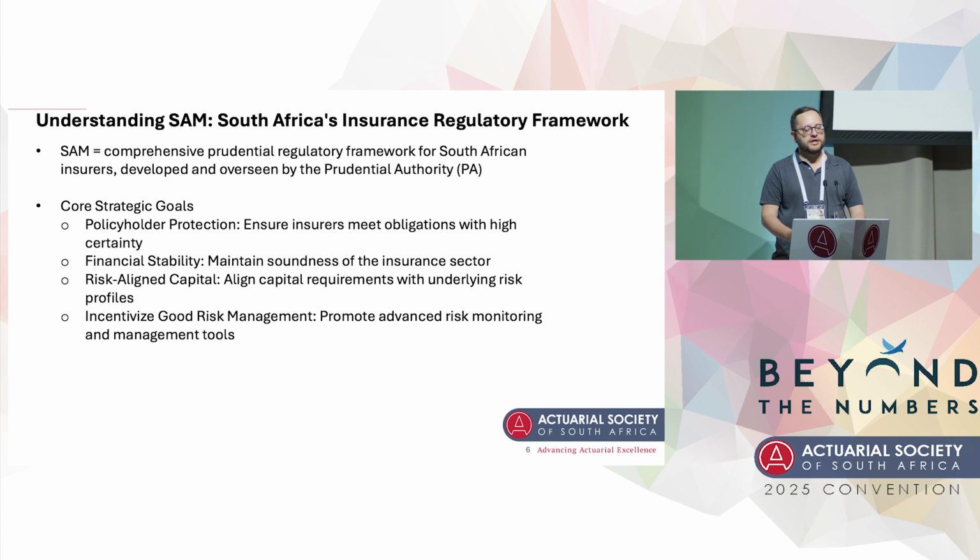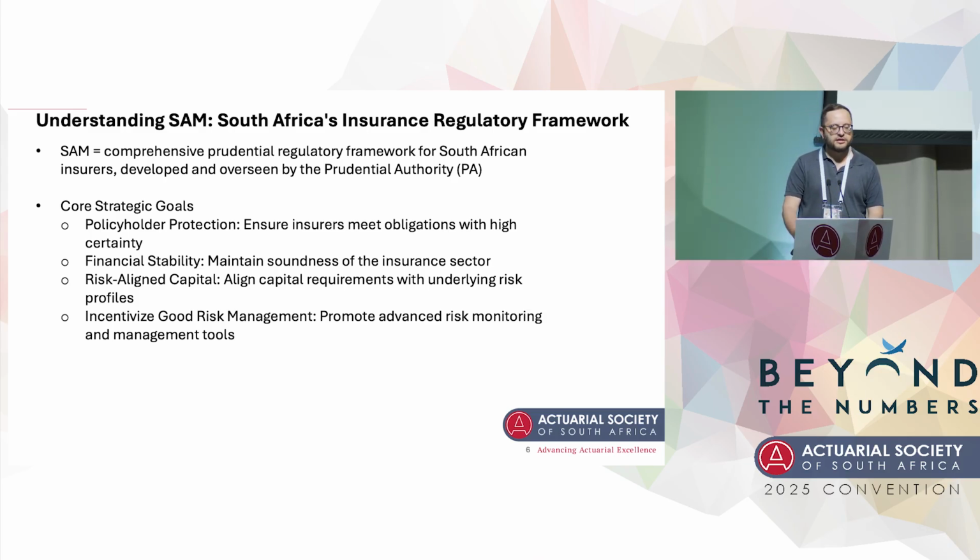A couple of the goals in SAM were to make sure that insurers can always meet their financial obligations with a very high level of certainty, and to keep the sector stable by maintaining the right level of capital. Probably the biggest change was aligning risk to capital. In some of the previous capital regimes that we've had in South Africa, the riskier your business, that didn't necessarily translate into higher capital requirements. Whether it does in SAM is maybe also an interesting question, but the idea is to have risk-aligned capital and through that incentivize good risk management. By reducing the amount of risk that you've got, you should therefore have lower capital requirements.